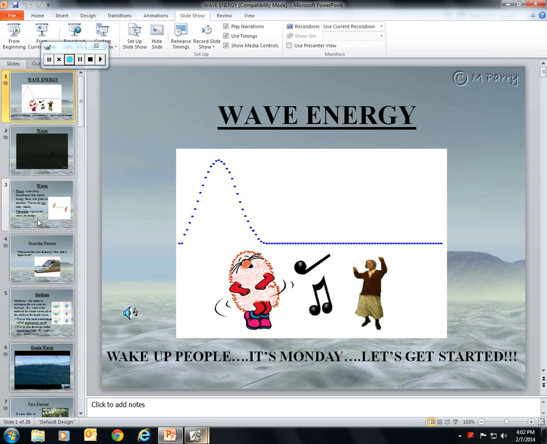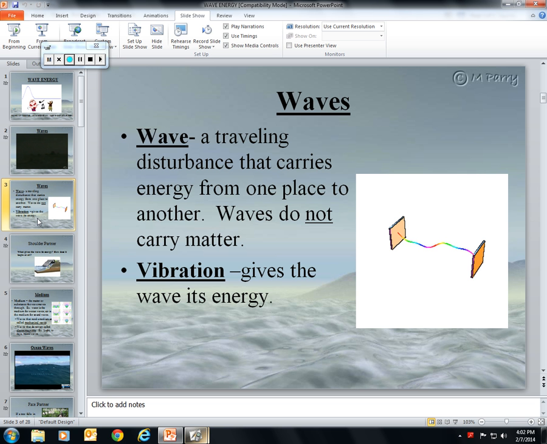Alright, so let's start with the definition of a wave. It says a wave is a traveling disturbance that carries energy from one place to another. So it's important to notice that it says it carries energy. It does not carry matter.